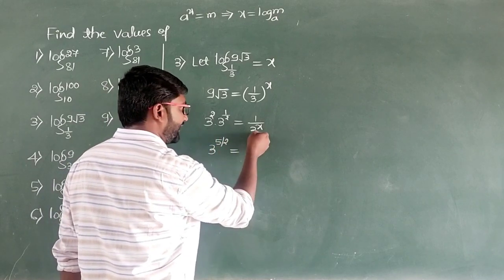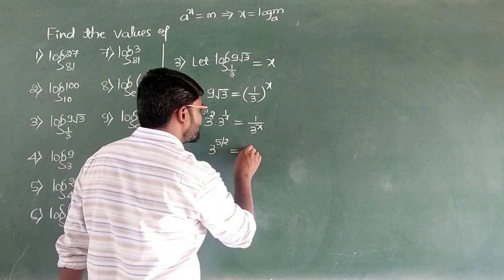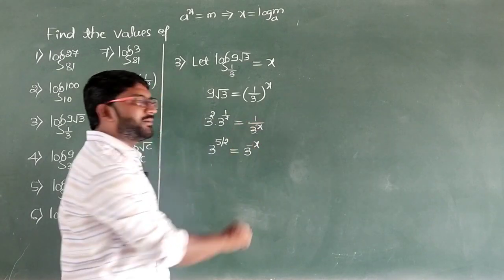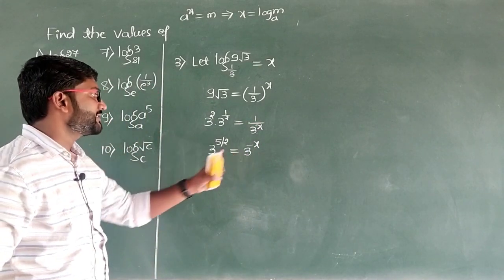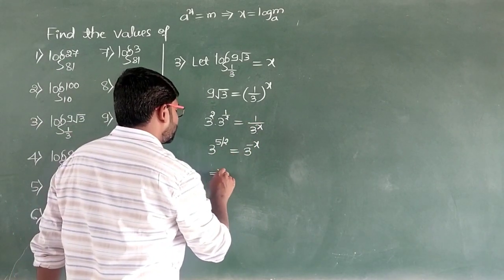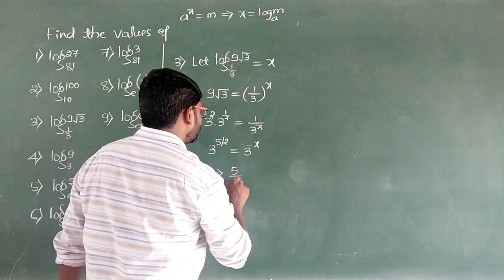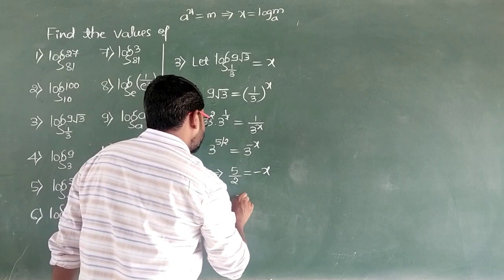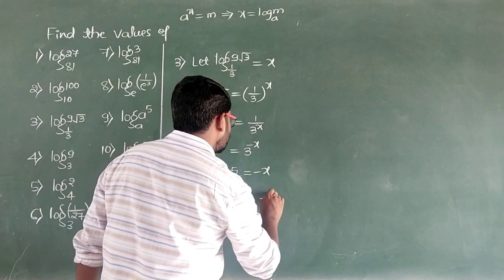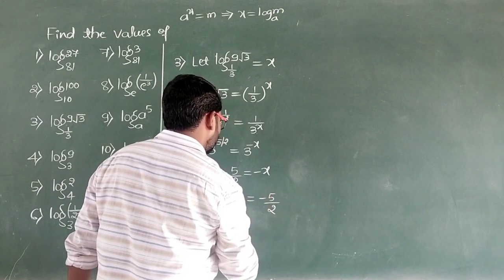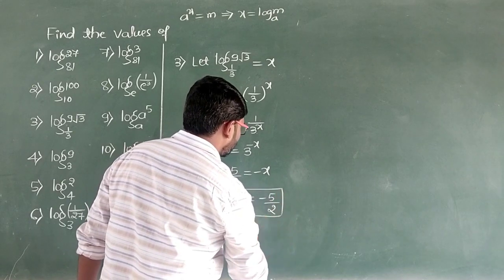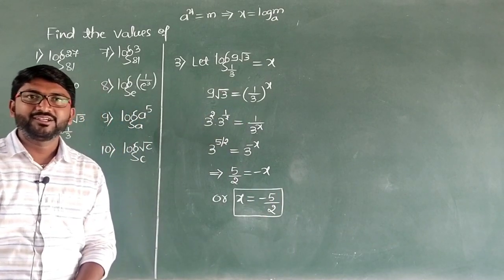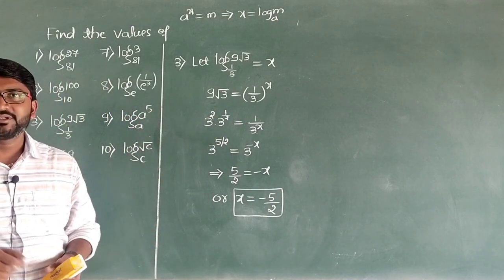This is equals to, take this to the numerator now. It becomes 3 power minus x. We have the same base now. This implies 5 by 2 is equals to minus x, or x is equals to minus 5 by 2. So this is all about question number 3. Note down this, and then we'll take up question number 4.